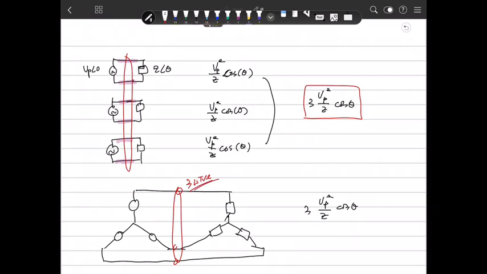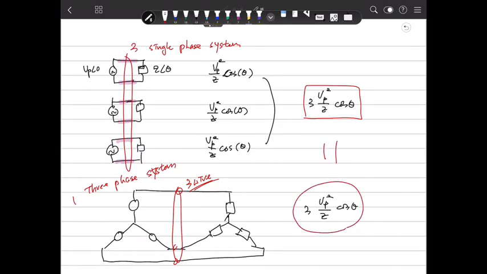What is more convenient? The three-phase system is absolutely more convenient compared to three single-phase systems. This is a three single-phase system, and this is a three-phase system. We can transfer the same power, but we need only 3 wires compared to 6 wires. So this is the reason why we use the three-phase system in power systems.